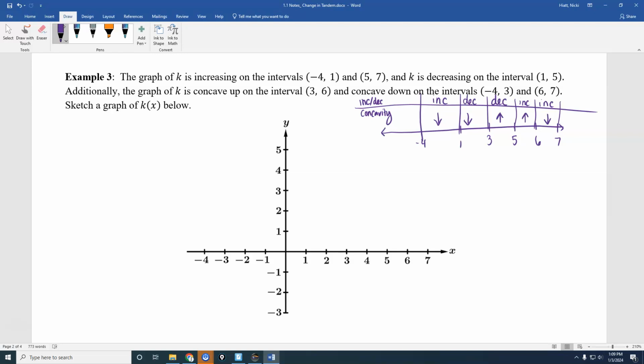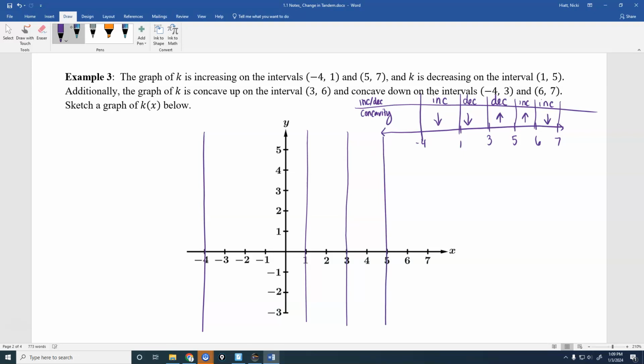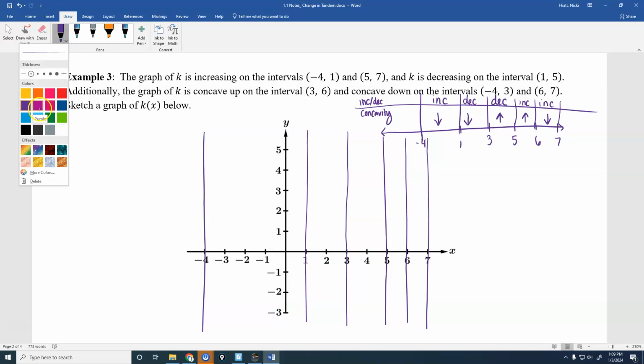So I have to draw something that has these characteristics. Another thing I like to do is put some vertical lines at all of these points. I can make them dotted, but then I'm not very good at making them straight. Ooh, that one's a little off. That's supposed to be at 1. Try that again, actually. 1, 3, 5, 6, and 7. Now, these lines are not part of my graph. I'm just drawing them to help break up my graph so I know what to do.